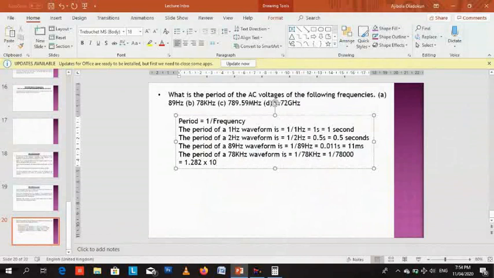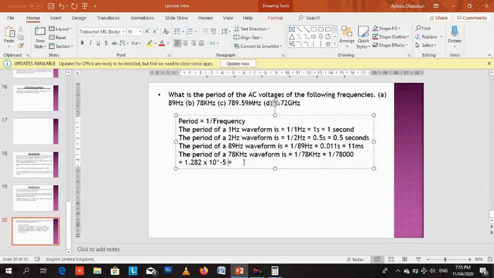1.282 times 10 raised to the power minus 5. In the calculator, put E minus 5. That E in the calculator represents times 10 raised to the power. So 1.282 times 10 raised to the power minus 5. The unit is seconds: 1.28 times 10 raised to the power minus 5 seconds. So that is the period. You see that it's so small.